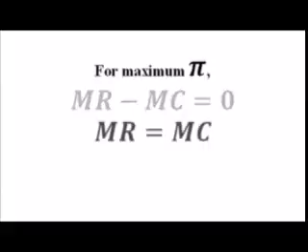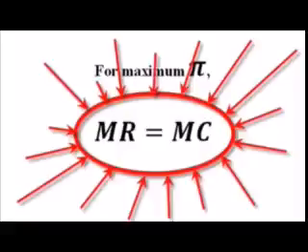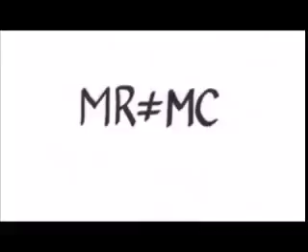For maximum profit, the firm owner chooses the level of output at which marginal revenue equals marginal cost. Marginal revenue equals marginal cost is always the profit maximizing rule. Think about it this way. What if marginal revenue is not equal to marginal cost?